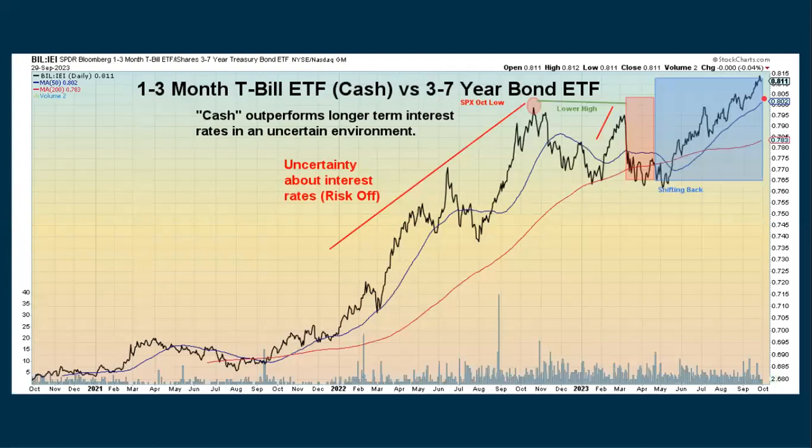Then we look at the 1 to 3 month T-bill, which is pretty much cash, and we compare it with the 3 to 7 year bond. And when this was coming down, it looked like, okay, maybe interest rates are going to start coming down too. Well, we saw a real shift back, and this just continues to go higher.